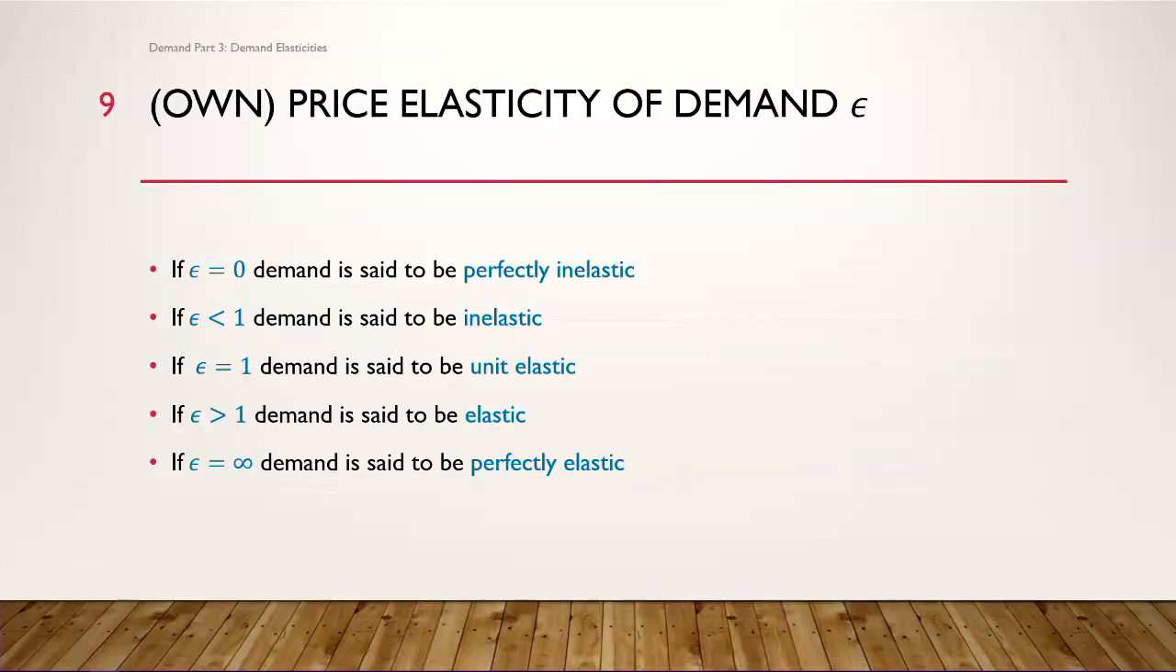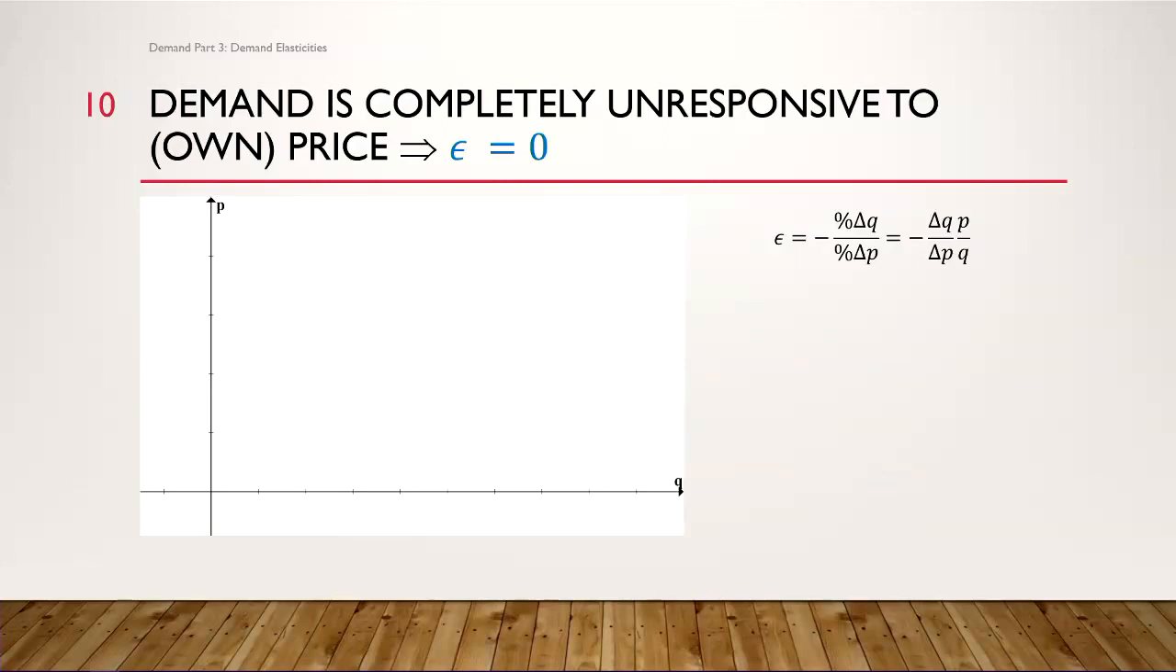I already did an example. And if elasticity is infinite, the demand is said to be perfectly elastic. You change the price even the slightest bit, and then demand changes by an infinite amount, theoretically or hypothetically. Okay? Let's see what that looks like on our demand curves.